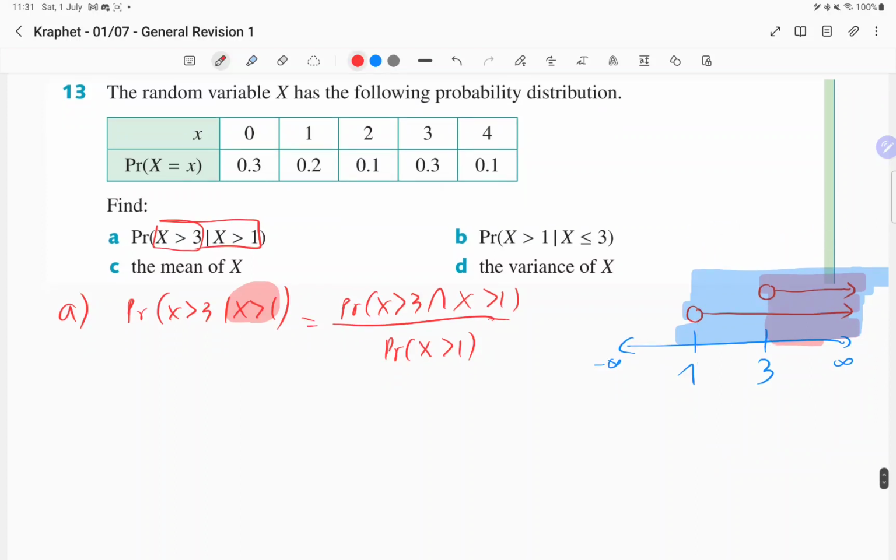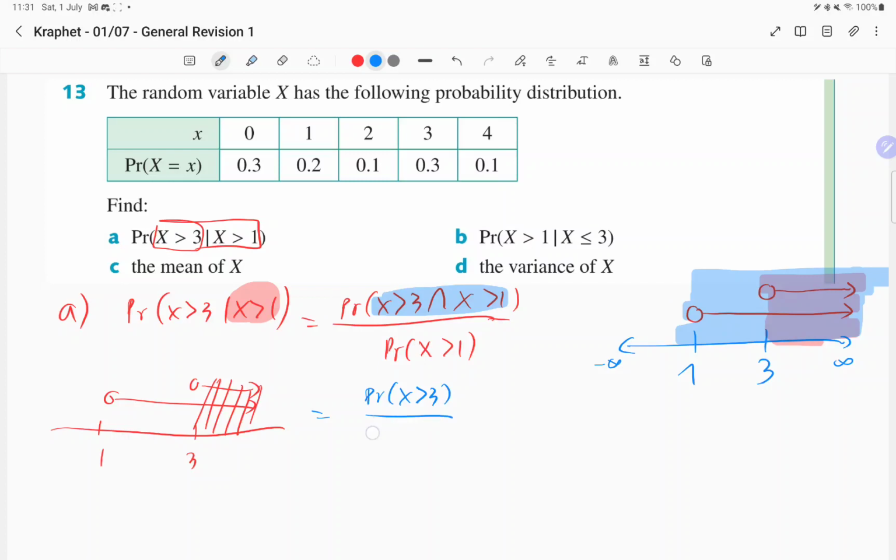So that's the intuition, but otherwise you can just use the number line to figure this one out. I'll just write here 1 and 3. More than 1, more than 3. So the part that overlaps is more than 3. Therefore, this is equivalent to the probability x more than 3 over the probability x more than 1, which is what we were talking about over here: the area after 3 divided by the area after 1.